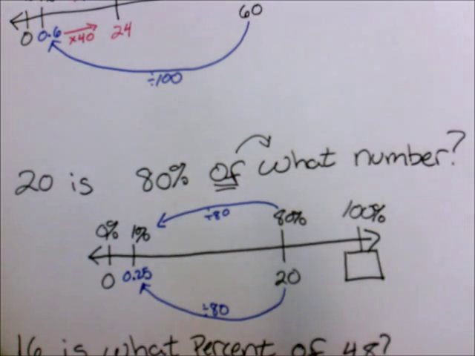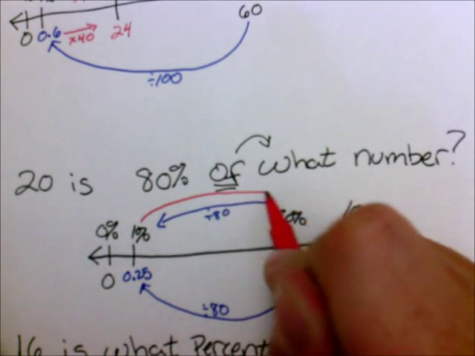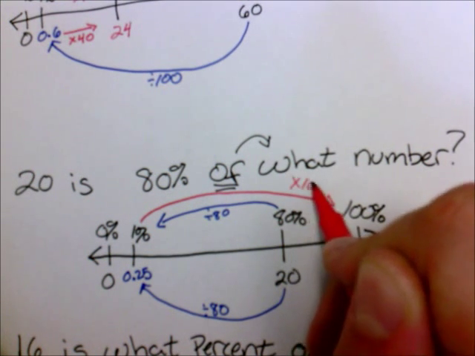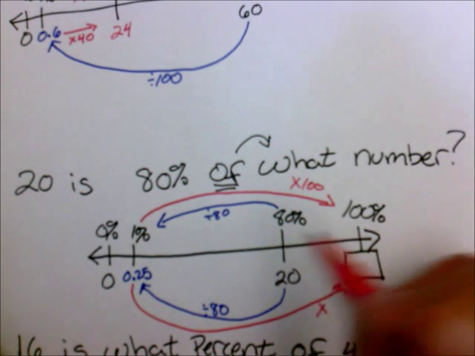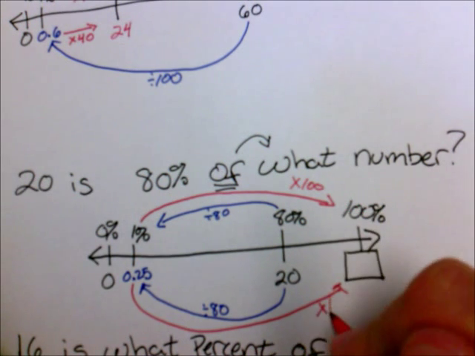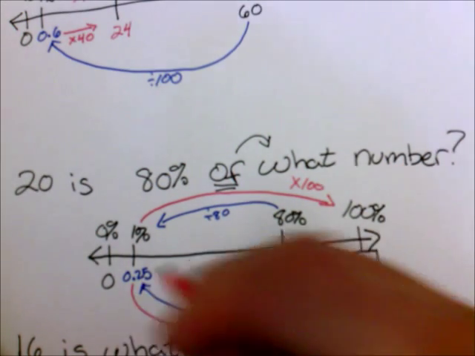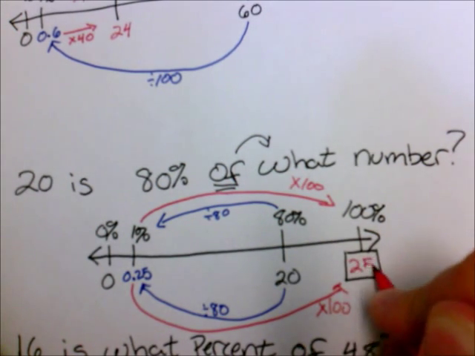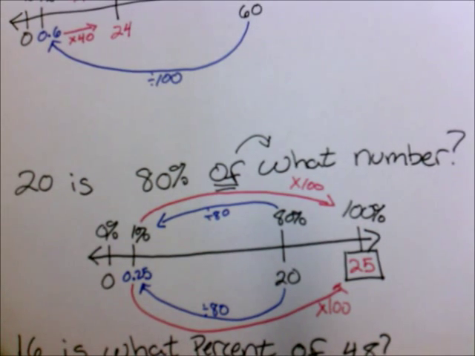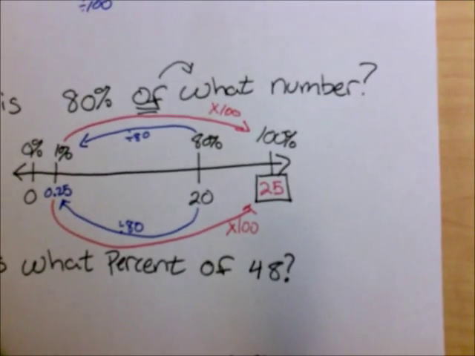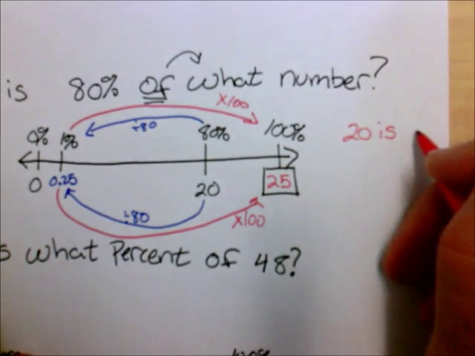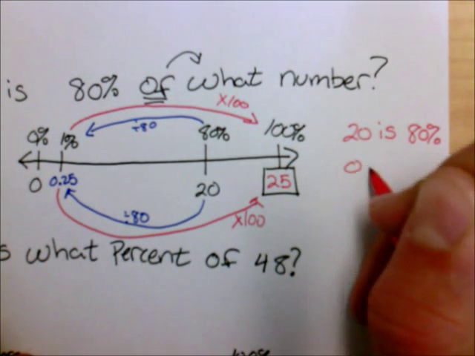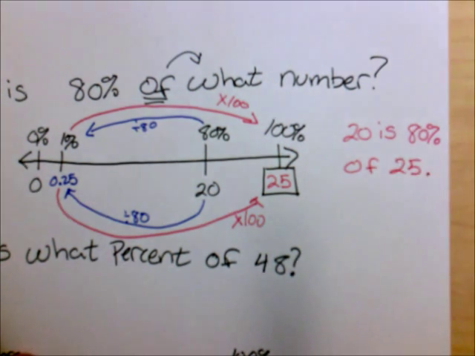Well, we're almost there now. I figured out 1%. Now I need to figure out 100%. In order to get from 1 to 100, I need to multiply by 100. To get from 0.25 to 100, I need to multiply by 100. What I do to the top, I do to the bottom. 0.25 times 100 gives me 25 for my answer. So once again, 20 is 80% of what number? My answer: 20 is 80% of 25. And that's my answer.